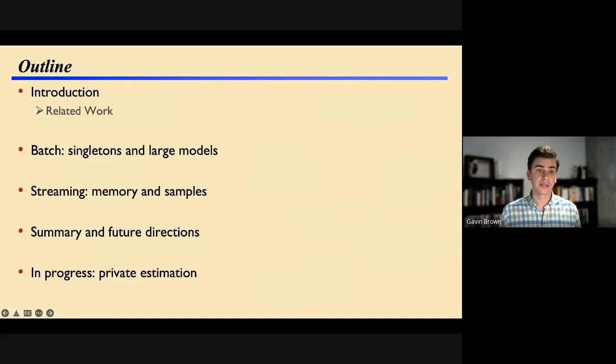Okay, let me outline the rest of the talk. I'll talk a bit about some related work, and then the main section will be the two sections on the two papers. I'll then summarize with some future directions and talk a little bit about some ongoing work on private estimation.